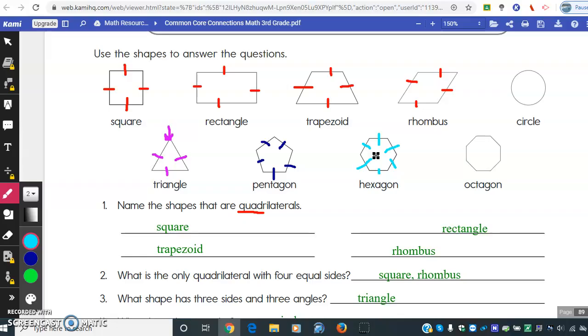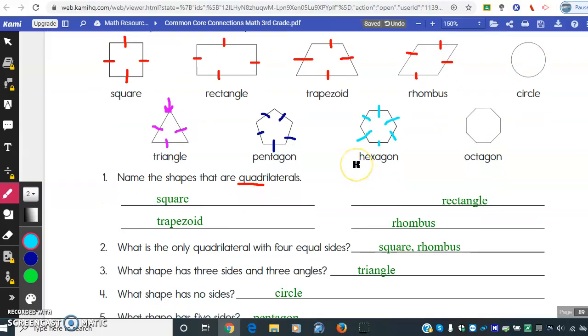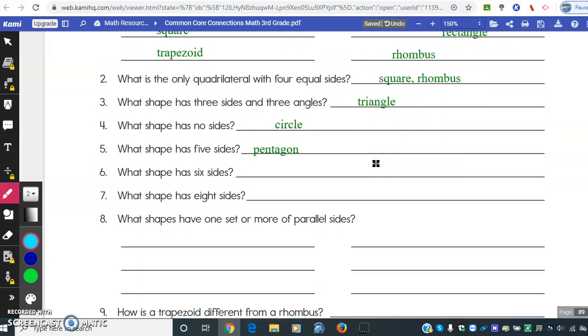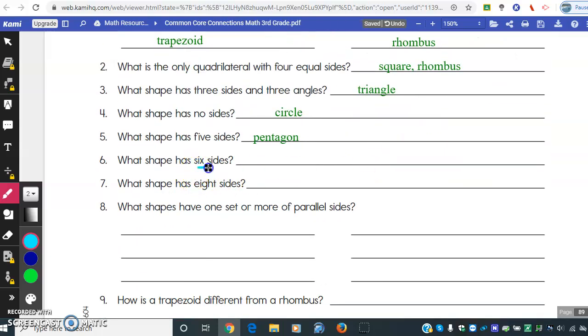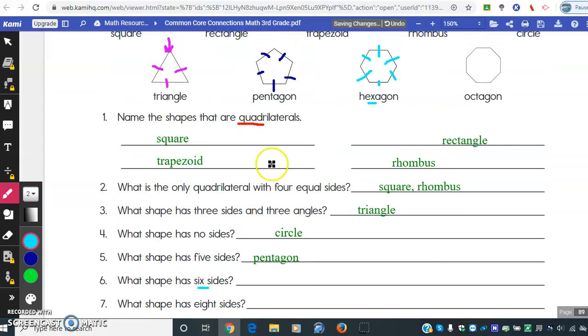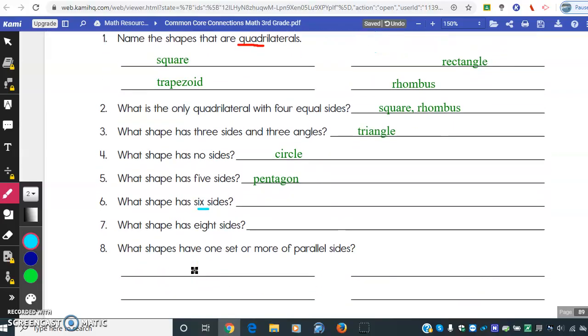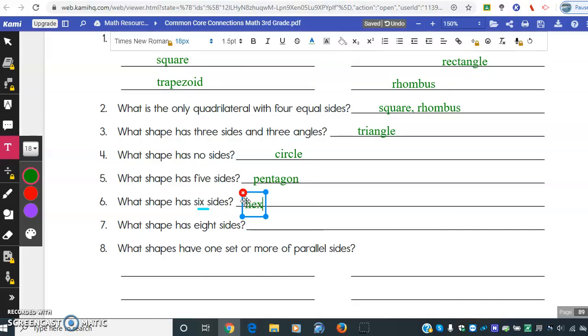It's hexagon. And let me give you a little hint. You see how hexagon has an X in it? Just like the word 6 has an X in it. So you can remember that a hexagon has 6 sides because hexagon has an X and 6 has an X. So when you think 6 sides, think hexagon, right? Look for that X. Hexagon.